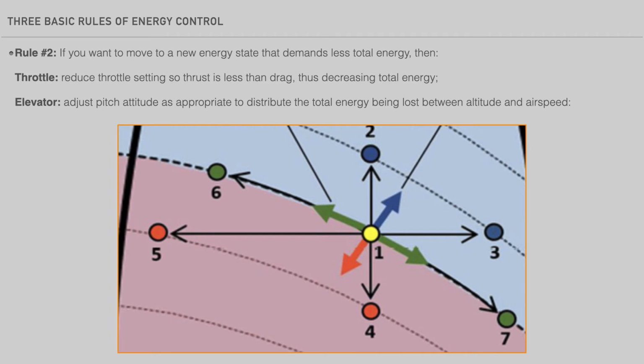Rule 2. If you want to move to an energy state requiring less total energy, then decrease the throttle so thrust is less than drag. Then adjust pitch attitude with the elevator to distribute the total energy being lost between altitude and airspeed. For example, in order to descend at a constant airspeed, you would reduce throttle and pitch down just enough to maintain the desired airspeed. If you wanted to slow down, say on the downwind leg of the traffic pattern, you would reduce power and gradually pitch up just enough to maintain level flight. In either case, upon reaching the new desired energy state, adjust the pitch attitude and throttle setting as needed to maintain the new path speed profile.